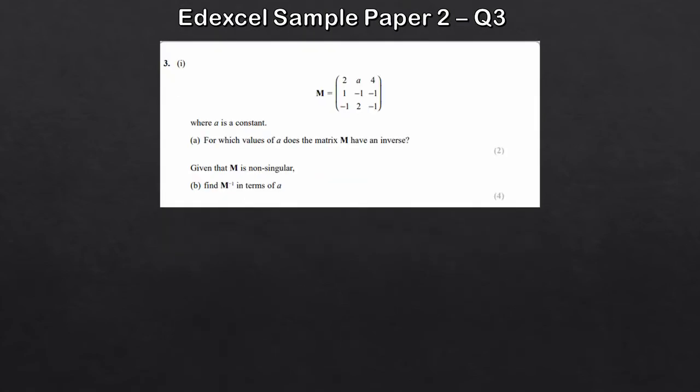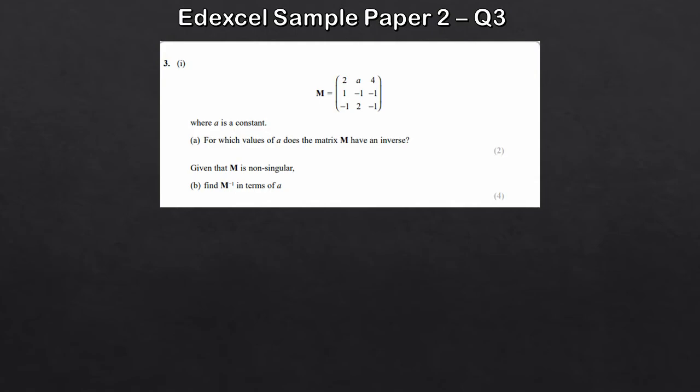And finally, we've got a question here. So this is from the sample paper 2, from the specimen papers, and it's question 3. So we've got a 3 by 3 matrix, and part A just asks us for which value of A the matrix M has an inverse. So let's work out the determinant again.